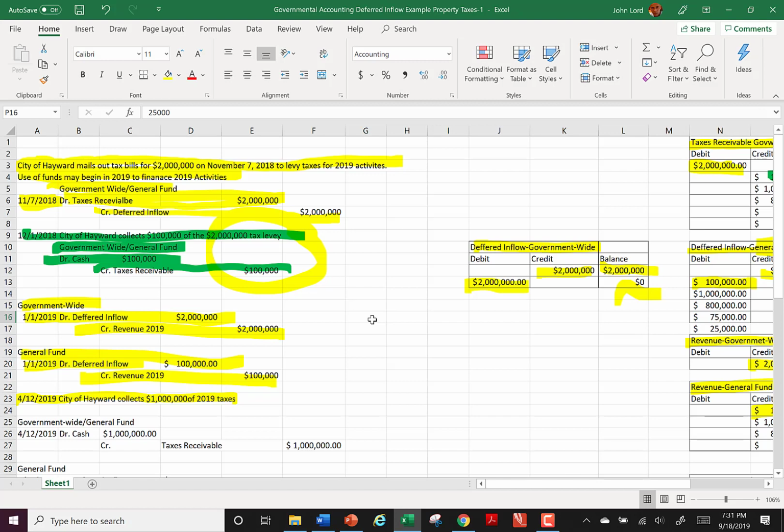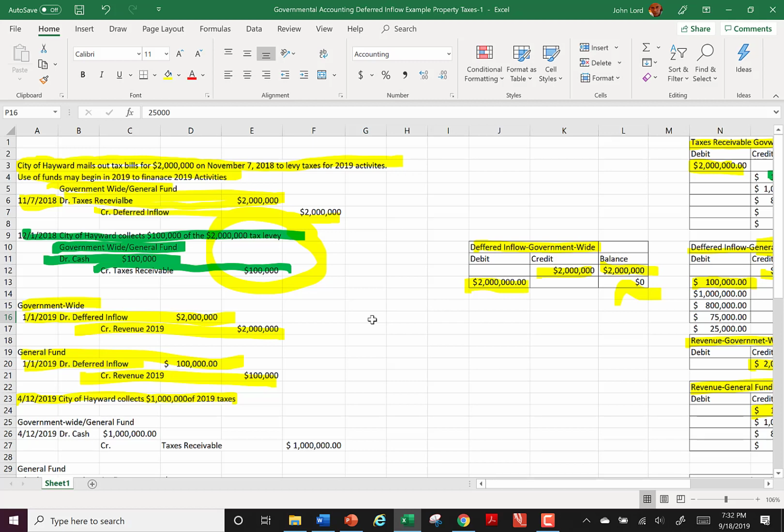And you can see here that City of Hayward mails out tax bills for $2 million on November 7th, 2018 to levy taxes for 2019 activities. Use of funds may begin when? In 2019 to finance 2019 activities. So use may begin in 2019, right? Even though they mail out the tax bills in 2018. Why do they mail out the tax bills in 2018? Well, they're going to want to see if they can start to get that money in, right? So they mail out in 2018 even though they can't use the money until 2019.